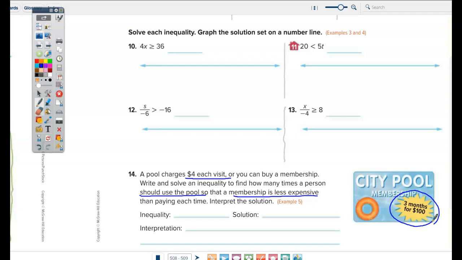So if we just went to the pool and paid each time, we would pay $4 times the number of times we visited. We don't know how many that's going to be, so it's our variable x. But we do want that to be the more expensive or greater than our membership, because that's what we're trying to figure out, is where is our membership going to be the least expensive option. And then our membership is $100.